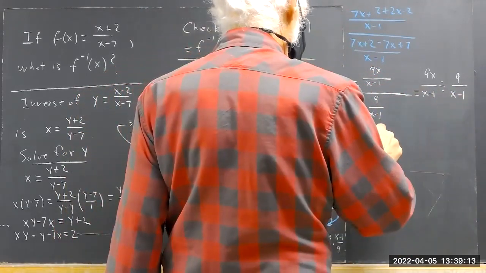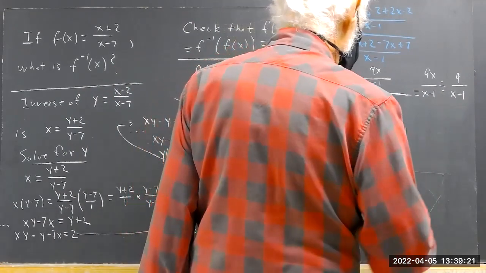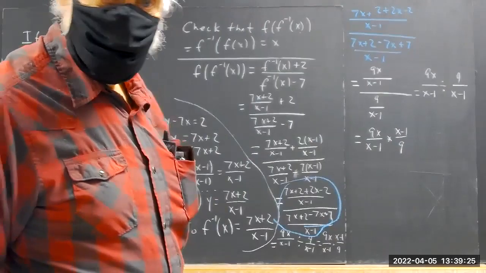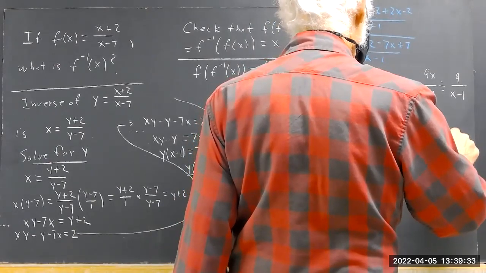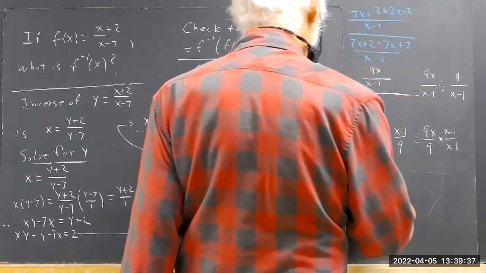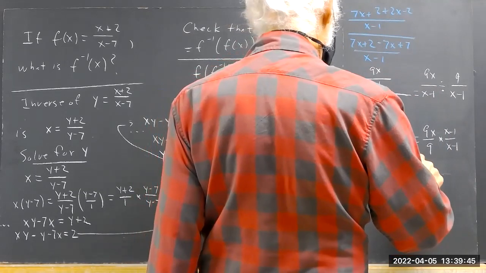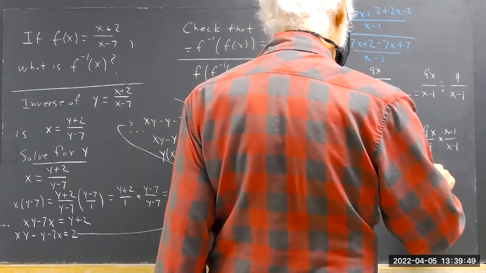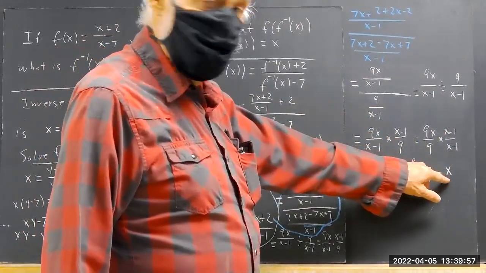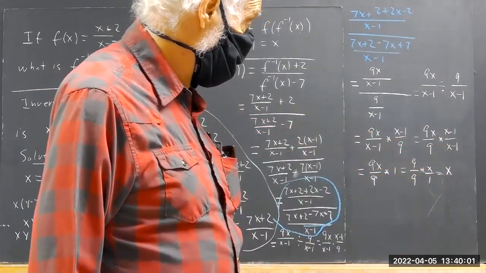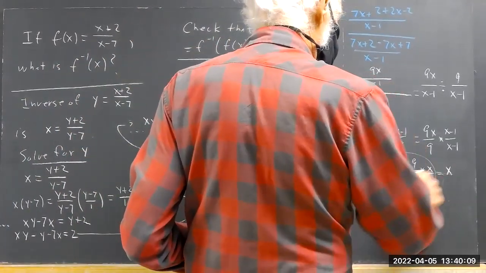Of course, dividing by the fraction, we have 9x over x minus 1 times x minus 1 over 9. And that's the same as 9x over 9 times x minus 1 over x minus 1, which is 9x over 9 times 1, which is 9 over 9 times x over 1, which is x. And there's a lot of detail in that. But if you divide 9x by 9, you know you get x, right? And if you divide x minus 1 by x minus 1, you know you get 1. So this is the reason you get x, but you can just kind of go directly to this.